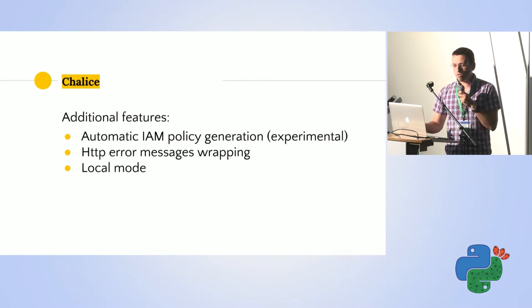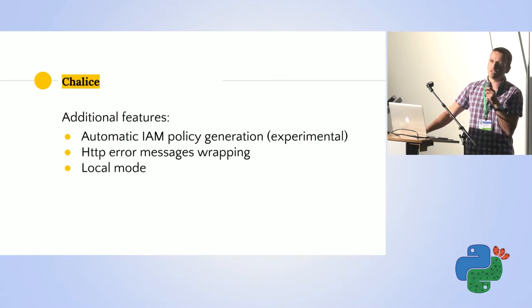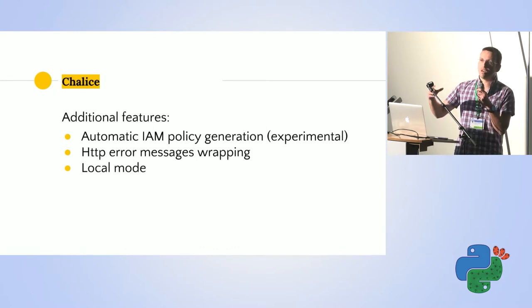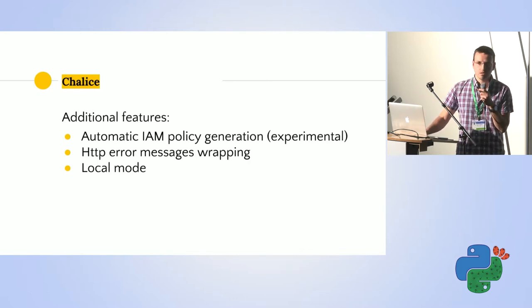It has other features like being able to run in local mode, so it just creates a local server and you can debug it and run it locally. It sounds trivial, but in the serverless world, it's not that trivial, because you're using many other integrated services. You cannot run a local API gateway, for example, and Chalice provides it to you.